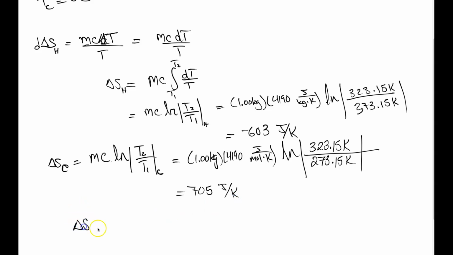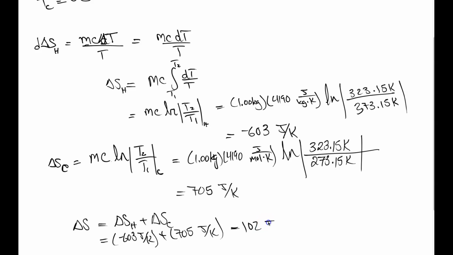So the change in entropy for the system then is going to be the sum of the two entropy changes. And we get minus 603 joules per Kelvin plus 705 joules per Kelvin, which is 102 joules per Kelvin.